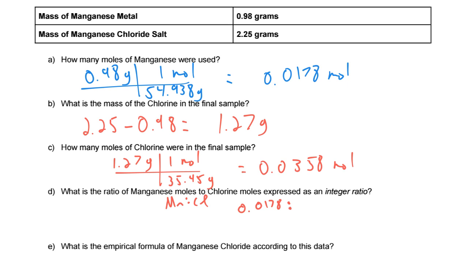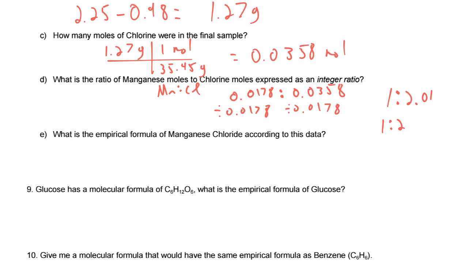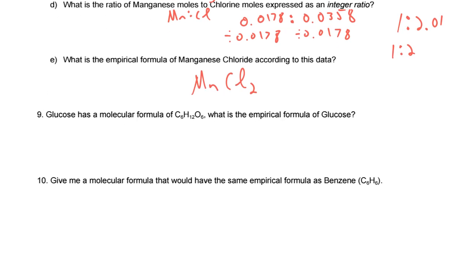So this gives us the ratio of Mn to Cl of 0.0178 to, and I mean 2 as in the colon, like compared to 0.0358. Divide both sides by the smaller number, and we get a 1 to just about 2. So 1 to 2.01 ratio here, which we're going to round to a 1 to 2 ratio. Now, how do we turn that into the empirical formula? We just use those as coefficients. This becomes MnCl2.